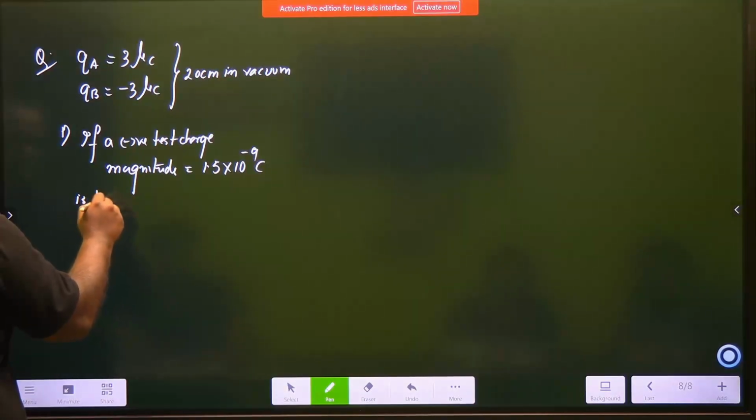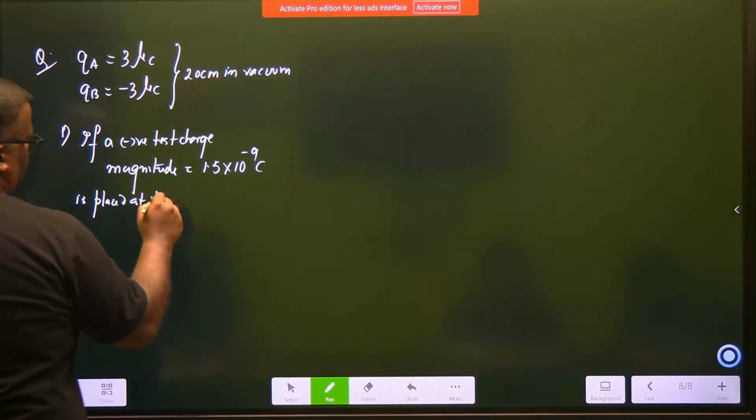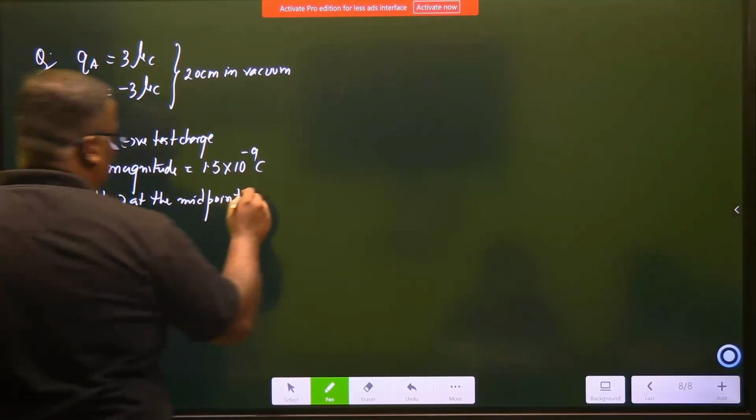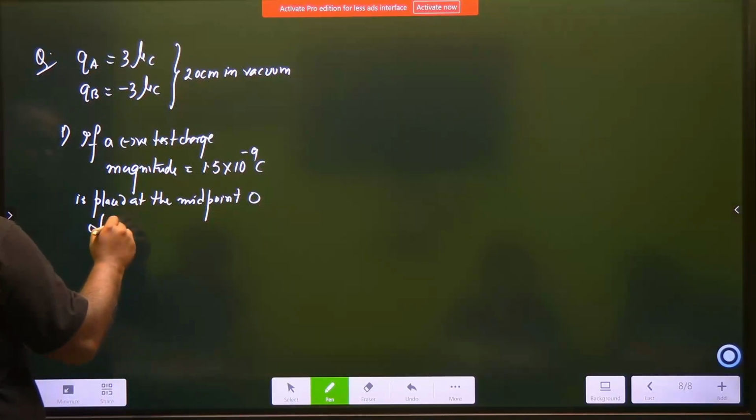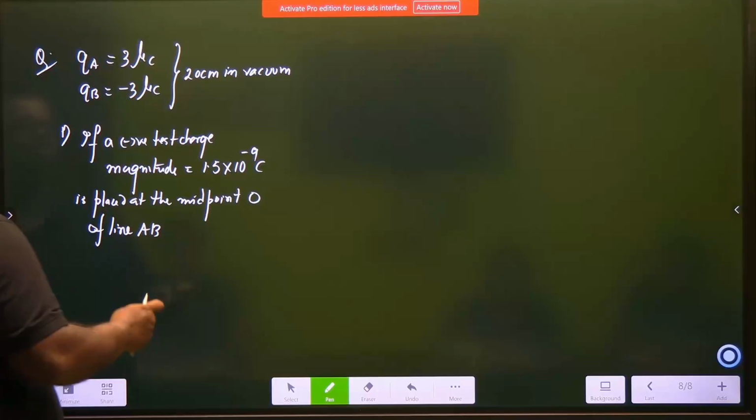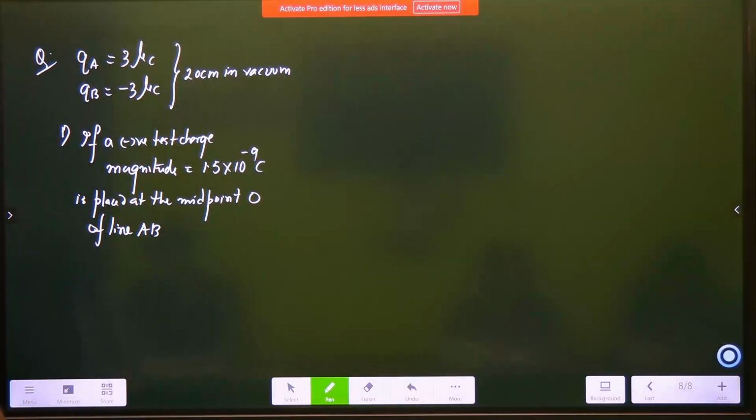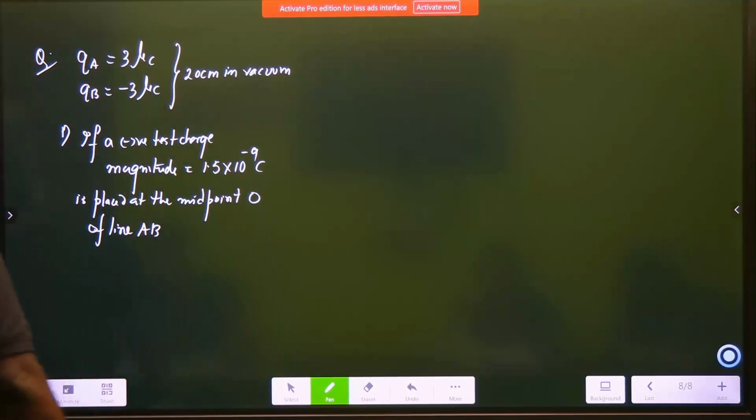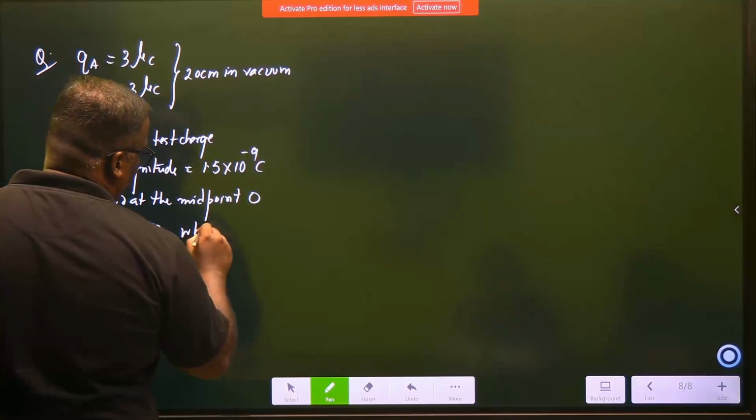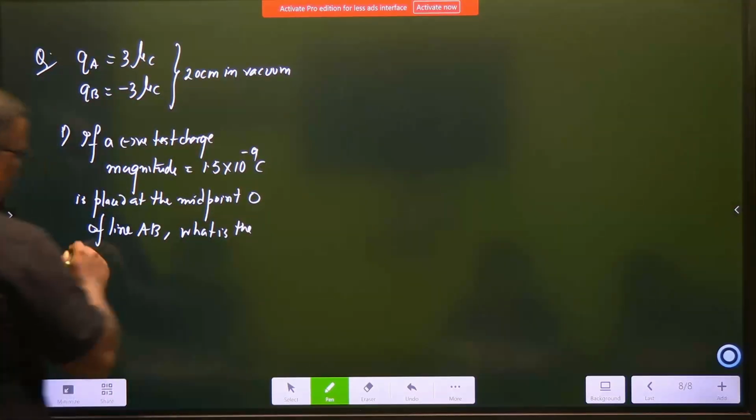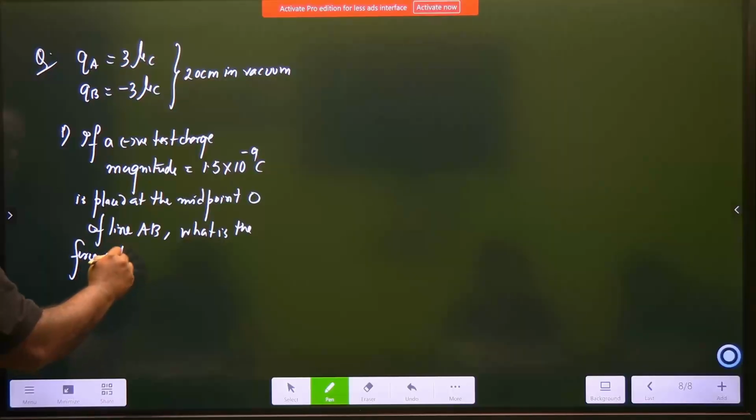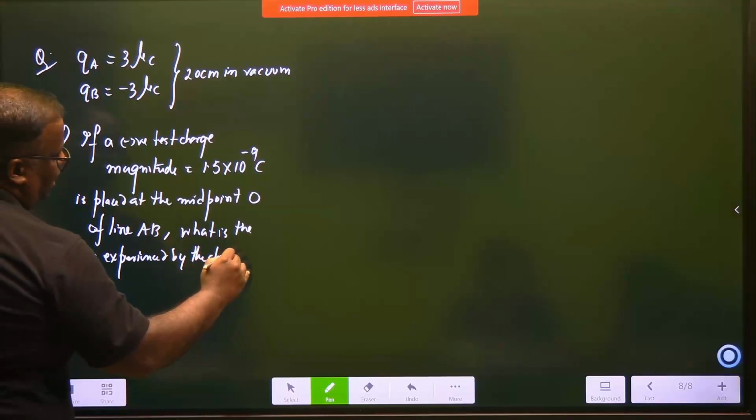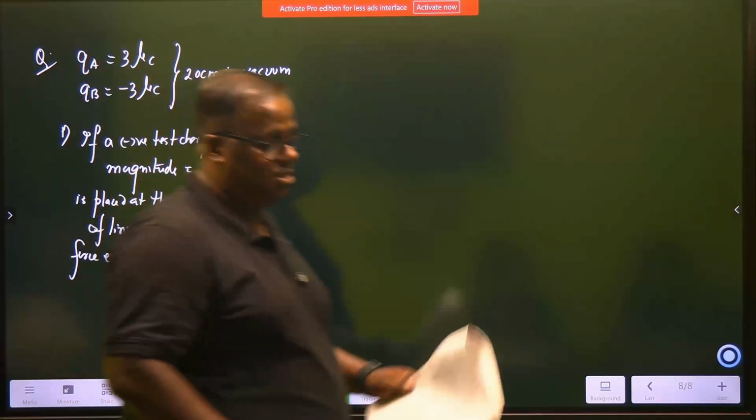Is placed at the midpoint. So AB is a line which actually joins these two charges. If the negative test charge of magnitude 1.5 into 10 to the power minus 9 coulomb is placed at the midpoint of line AB, what is the force experienced by the charge? Children, very interesting question. First of all, try to understand what it says.